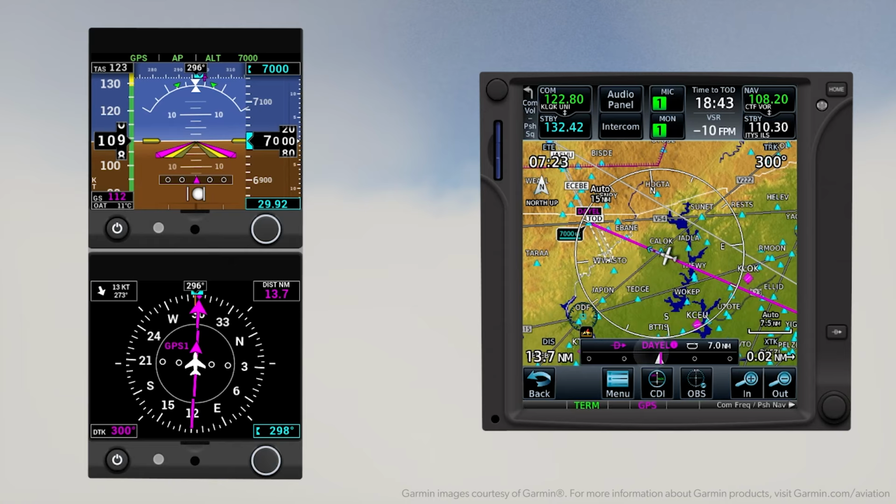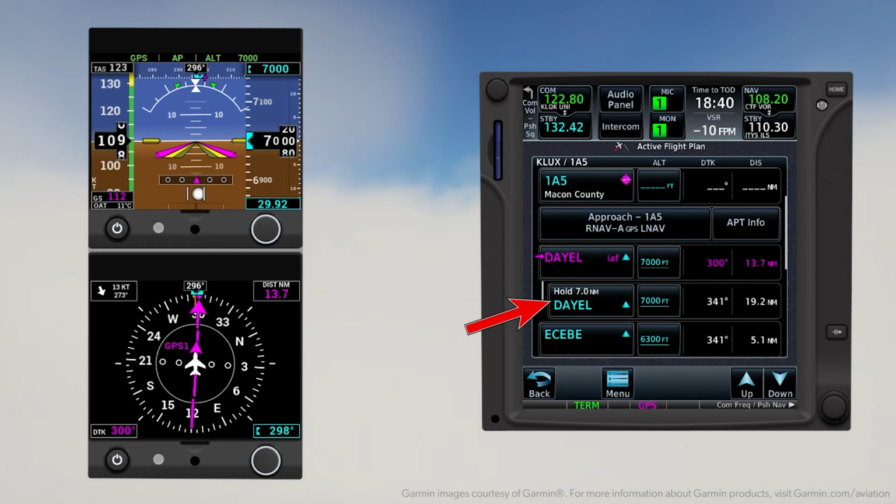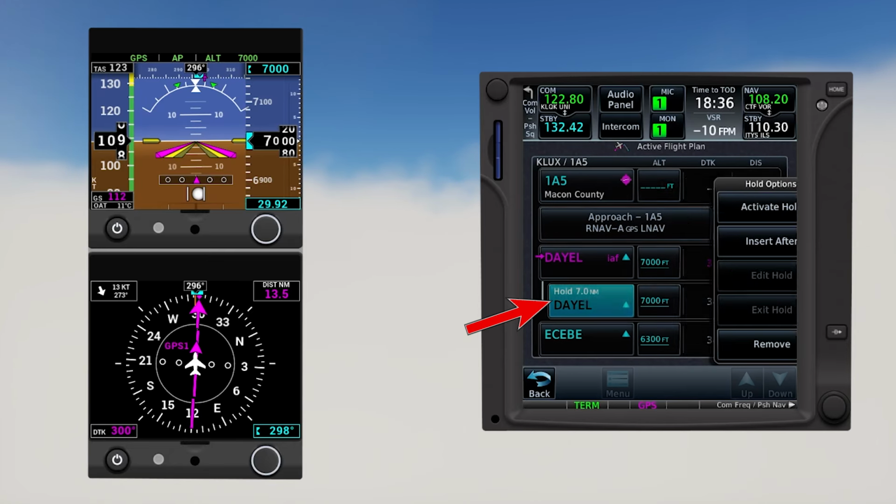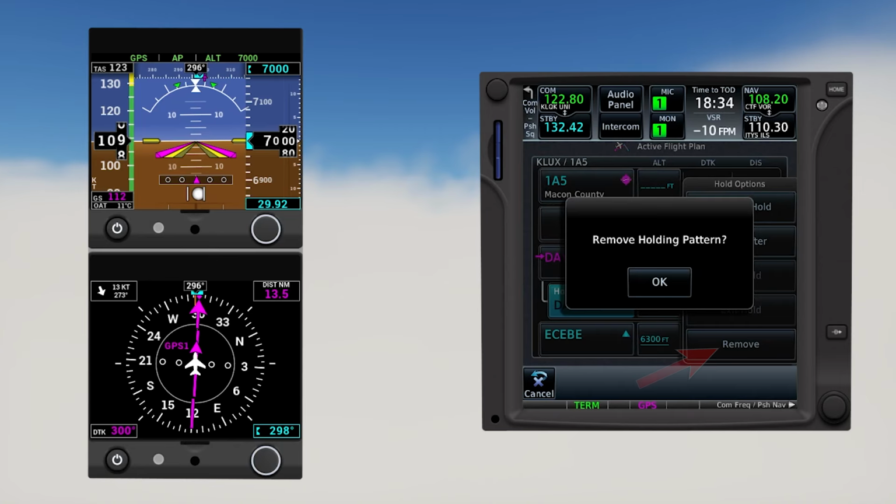But in my flight plan, I do have the hold. And since I don't want to fly it, I need to remember to delete the hold. Just tap on it and remove.